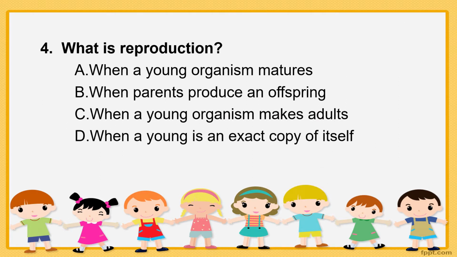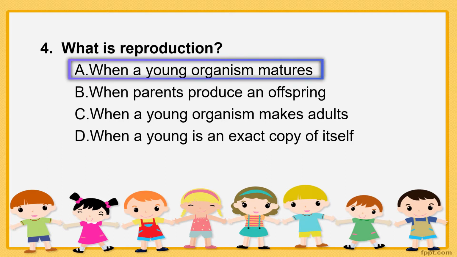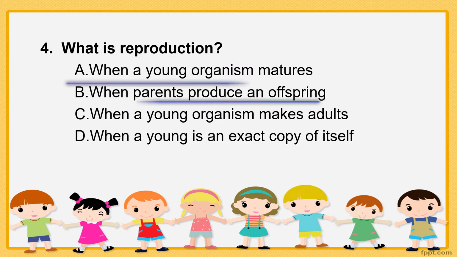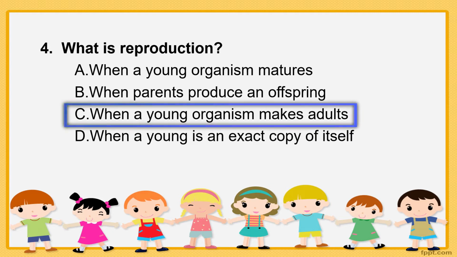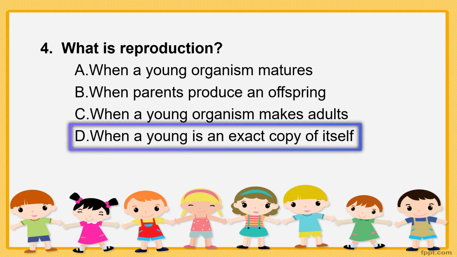Number 4. What is reproduction? A. When a young organism matures. B. When parents produce an offspring. C. When a young organism makes adults. D. When a young is an exact copy of itself.